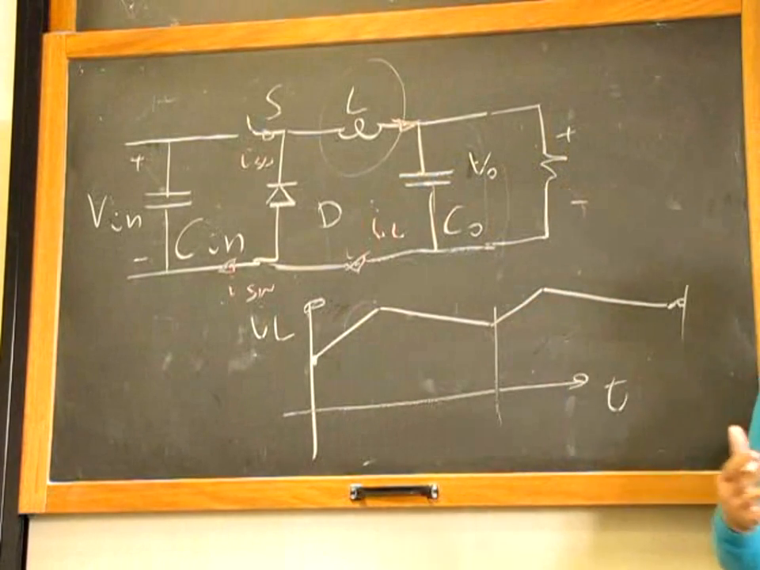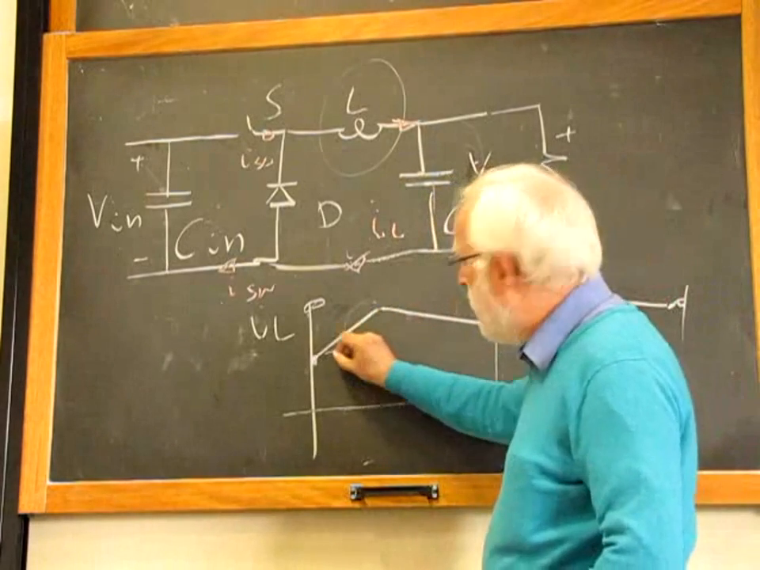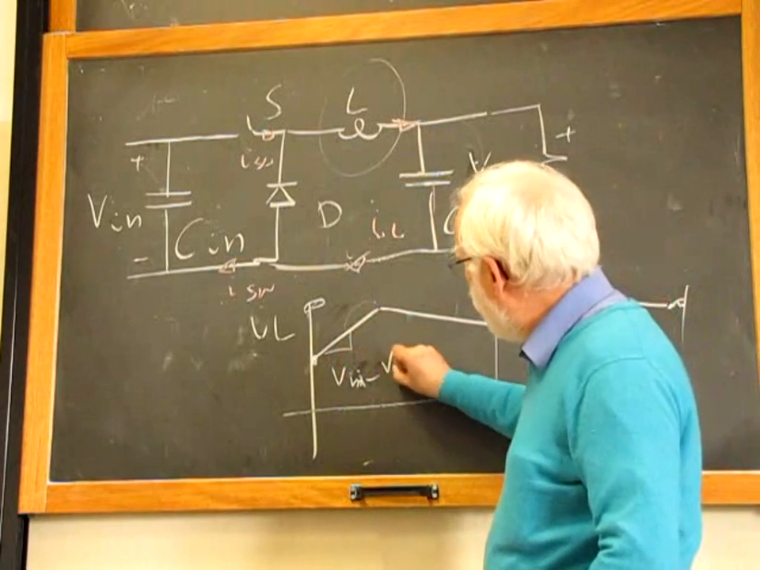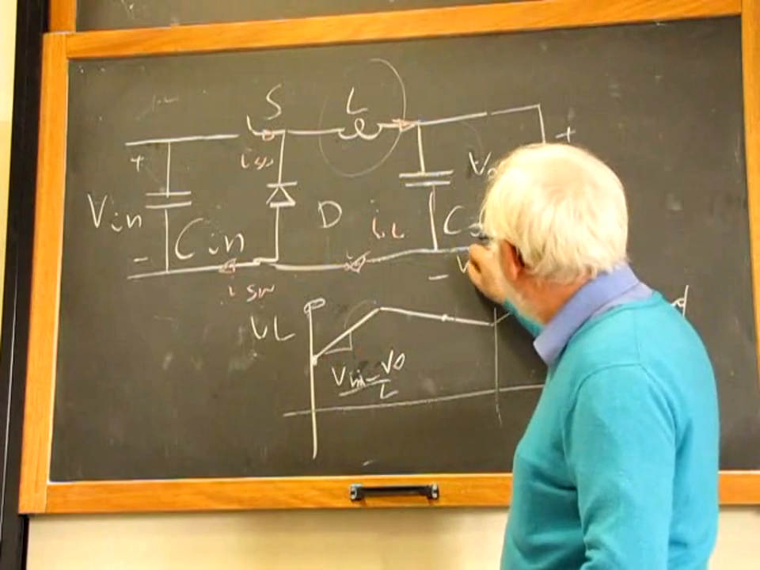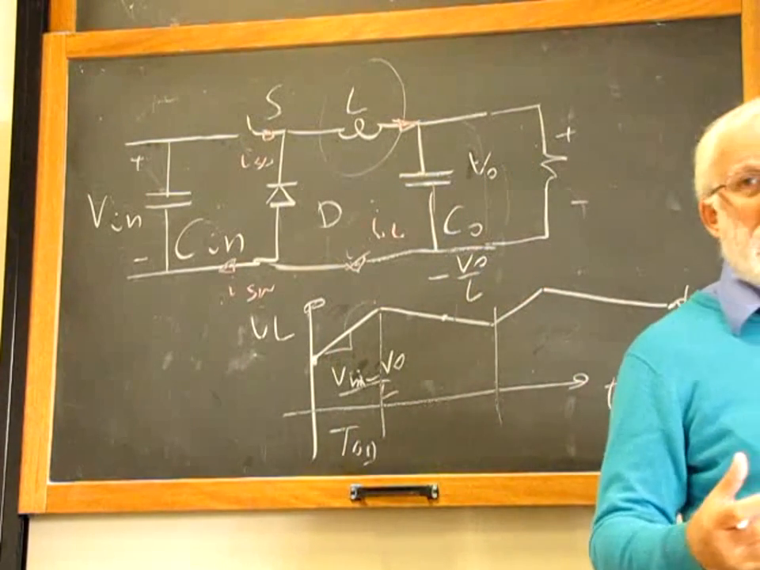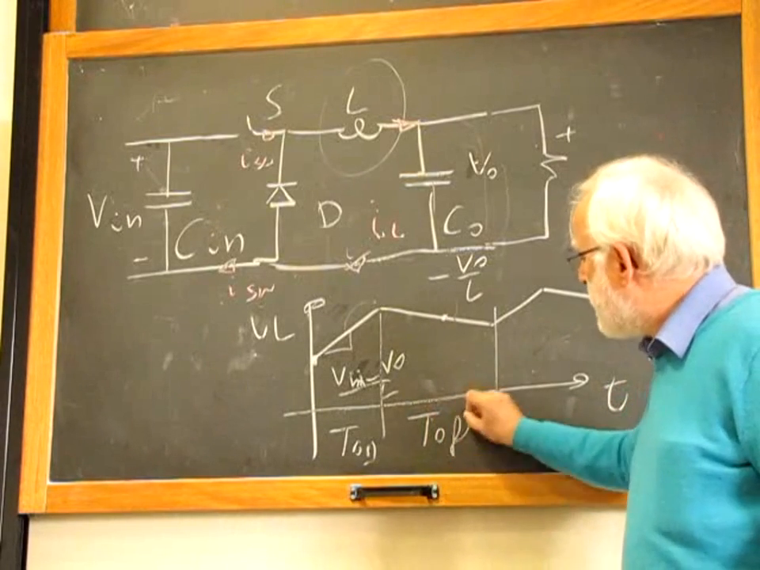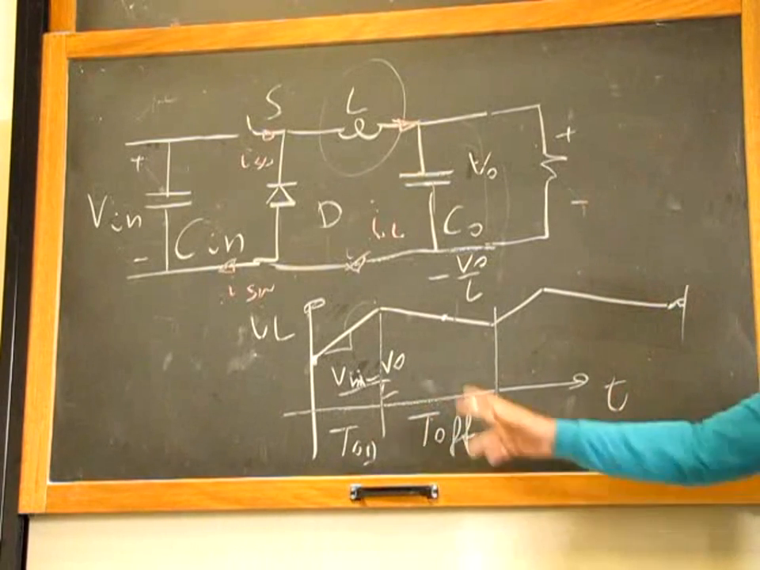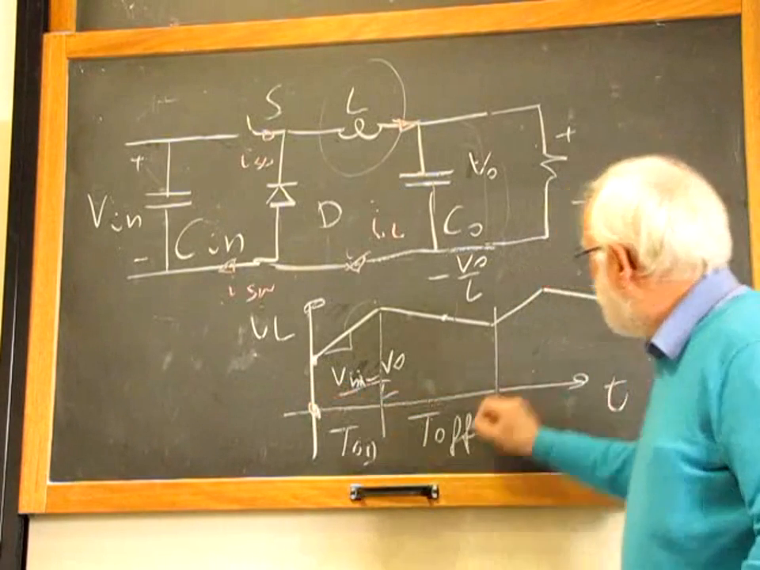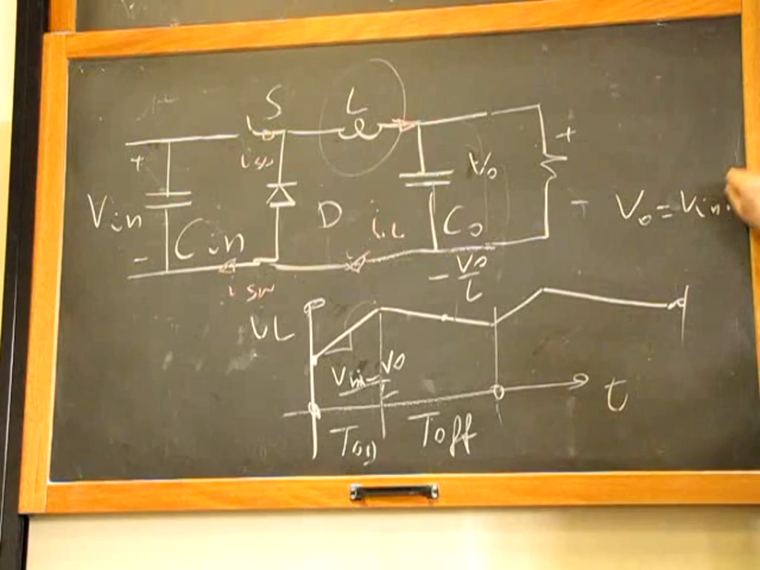Hopefully all cycles are the same because we are in cyclostationary conditions. And we found out what the slope over here is, that is (V minus V0) over L. The slope over here is negative V0 over L. This time is called T on, because it's the period of time where the slope is on. And this is T off. We will change these names to T1, T2, so there are two sets of names, use whatever you want. And the total period of time is called the switching period T. And we found that V0 equals V times T on over T.